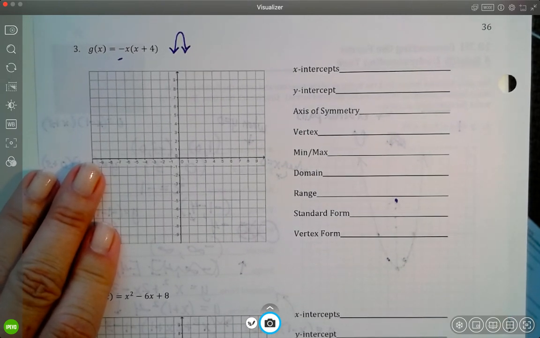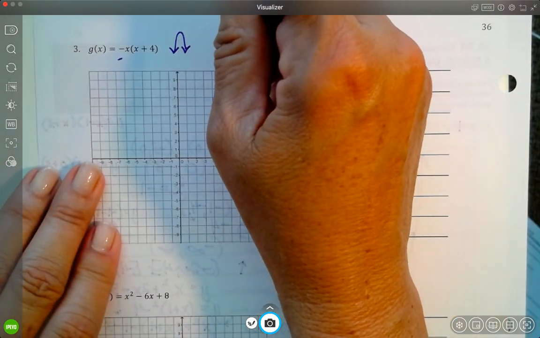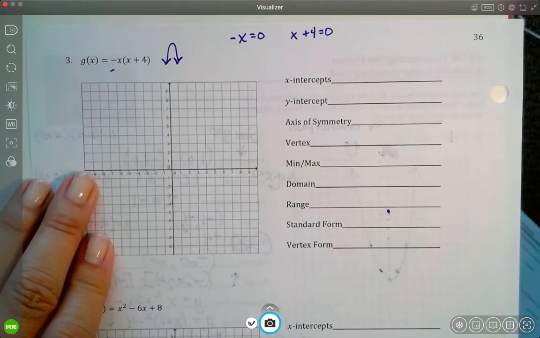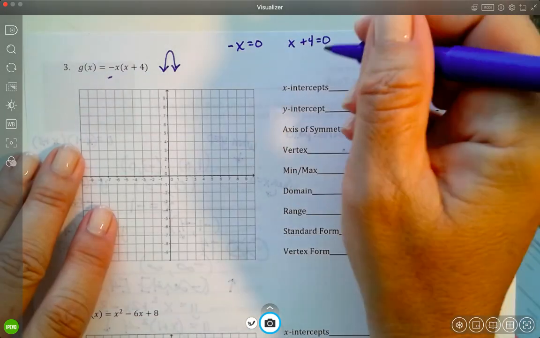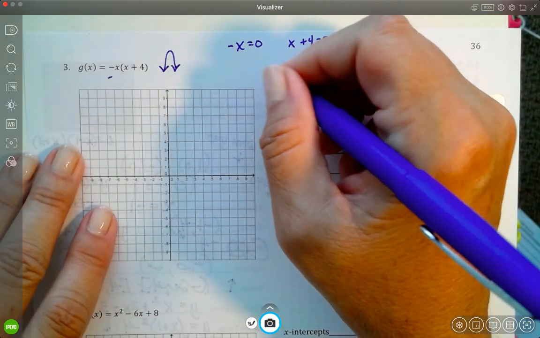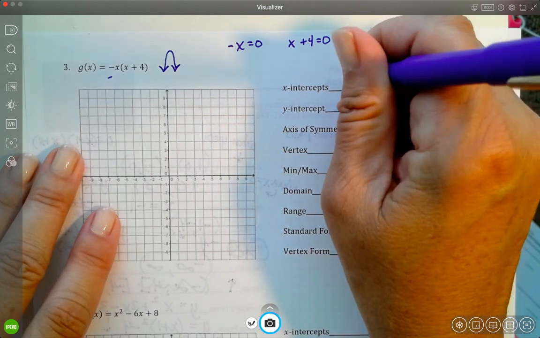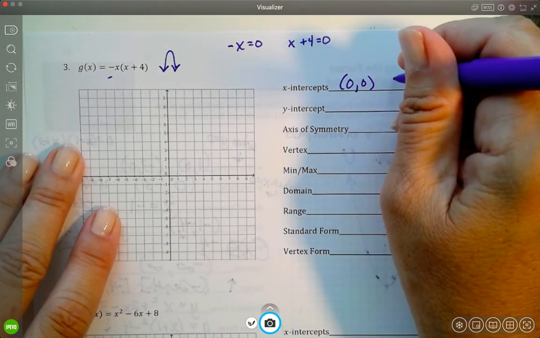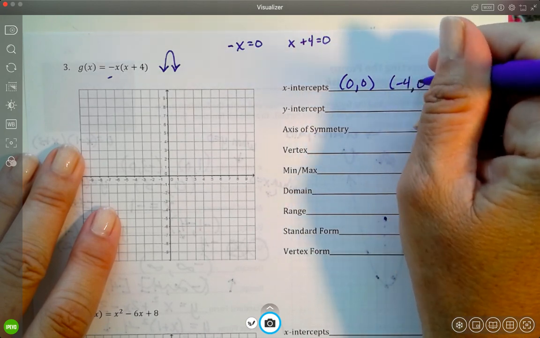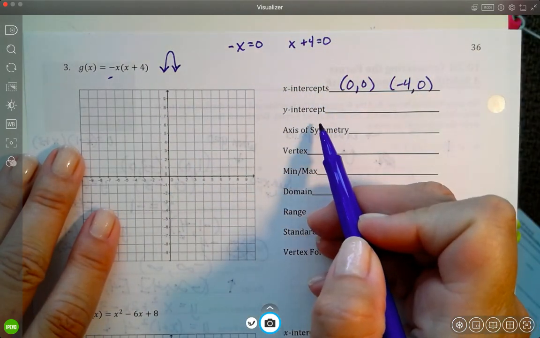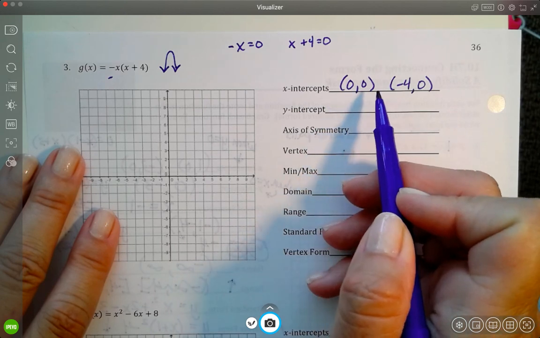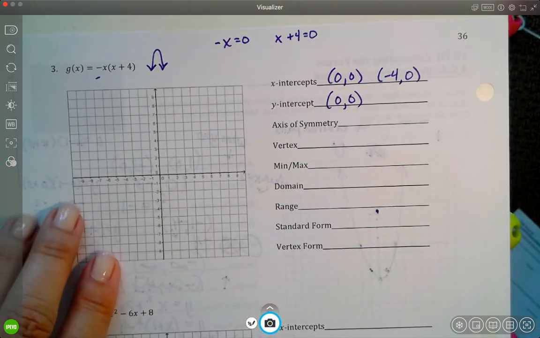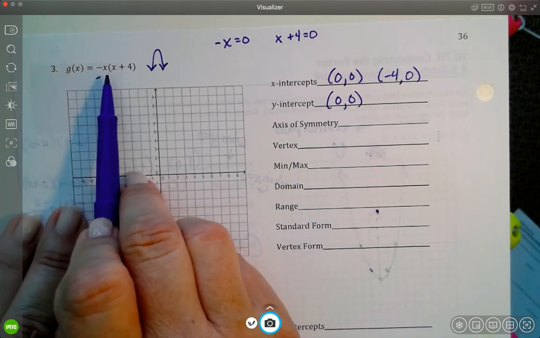Okay, x-intercepts. Well, either -x equals 0 or x plus 4 equals 0, right? We use the zero product property. So one of the x-intercepts is 0, 0, right? And then one of the x-intercepts is -4, 0. Okay, how do you find the y-intercept? Well, if the x-intercept is 0, 0, then the y-intercept has to be 0, 0. I mean, you can go ahead and plug in 0 for x, and you'll realize that.